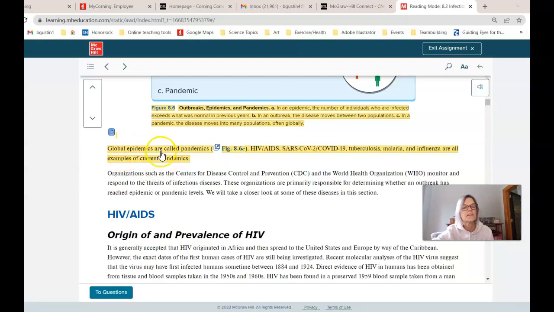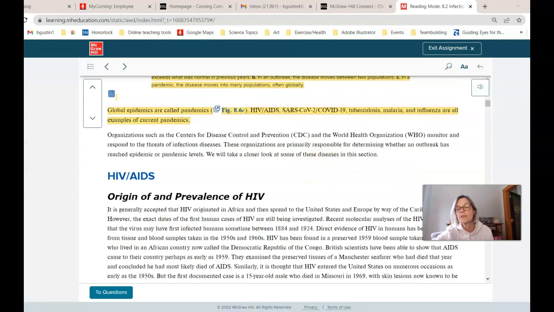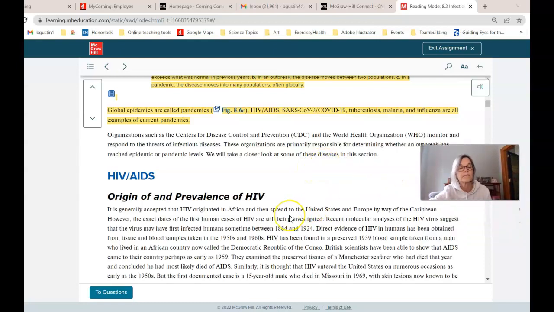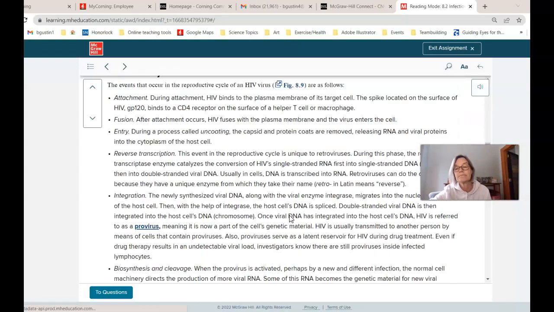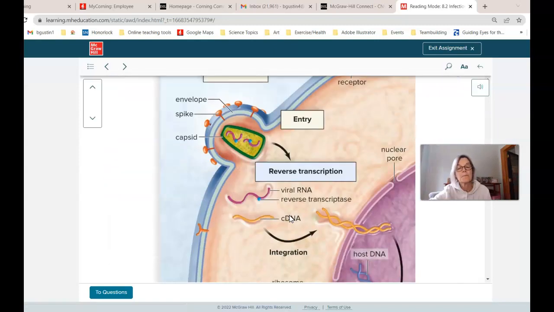It says global epidemics are called pandemics, and here's some examples. HIV/AIDS. At one time, if we had cases of HIV, we weren't that aware of it. There weren't that many people, but eventually it became something that spread through the world. SARS-CoV-2 or COVID-19, tuberculosis, malaria, influenza, all those are pandemics. I'm going to skip HIV, not because it's not cool, but just in the interest of time.